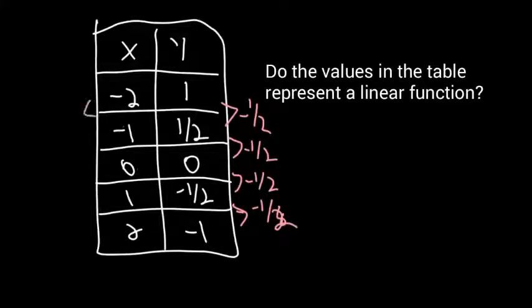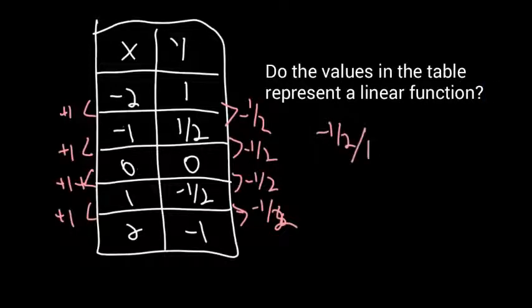And then over here, negative 2 to 1 is plus 1, plus 1, plus 1, and plus 1. So we are going up by a constant, which would be negative 1/2 over 1, which can be reduced to just negative 1/2. So that's our slope of the line, negative 1/2.